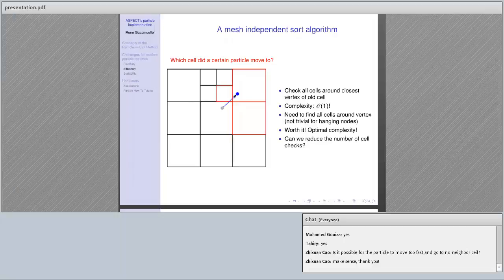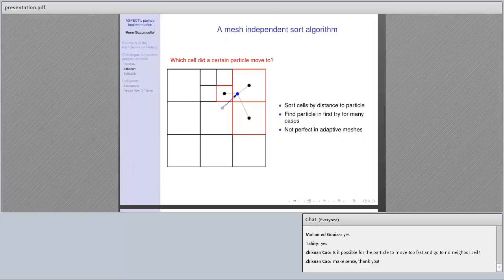However, I told you the most expensive part of this is actually to check if the particle is inside of one cell. And we would like to reduce this number of cell checks as much as possible. How can we do that? The first guess would be to sort the order of cells which we check according to the distance between the particle and the cell center. Obviously, the particle is more likely to be in cells where it is closer to the cell center.